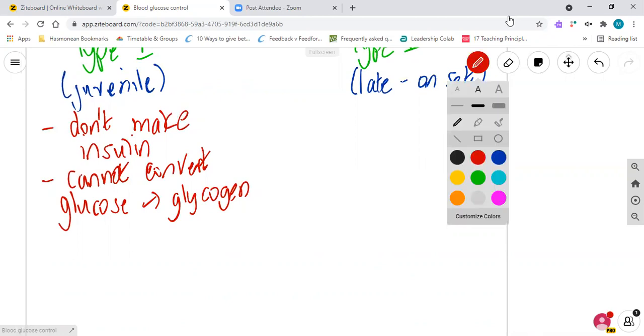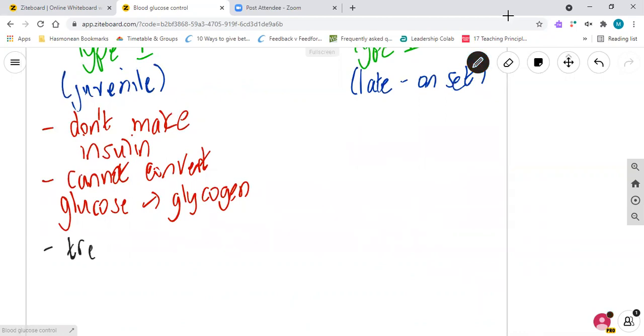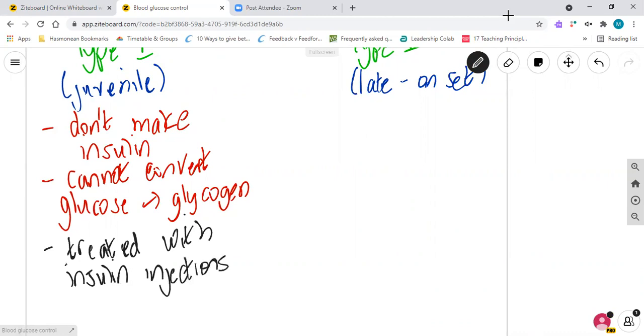So how do we treat it? Well, it's very easily treated in terms of we can control it. It's treated with insulin injections. A person with diabetes type 1 will need to have injections of insulin regularly, 2 or 3 times a day, depending on what type of insulin. Now often done automatically with a pump, or it could be done through actual injections.